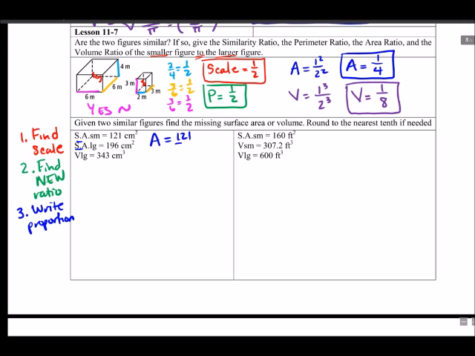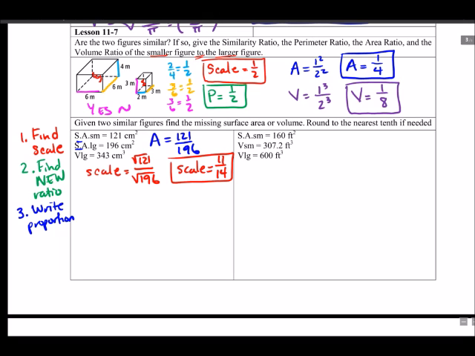So we know that we have an area ratio of 121 to 196. So how do I find my scale? Well, scale, we know, is the square root of your area ratio. And so our scale, these are nice perfect squares, our scale is an 11 to 14 ratio. So we have found our scale. Now we need the scale to get us to volume. That is what we are actually trying to find here.